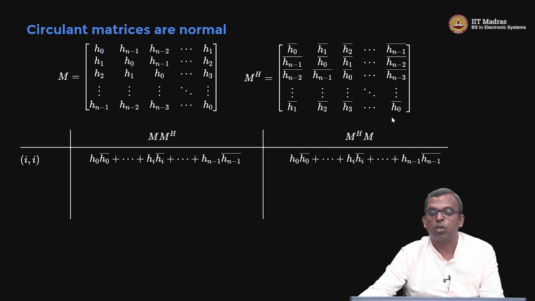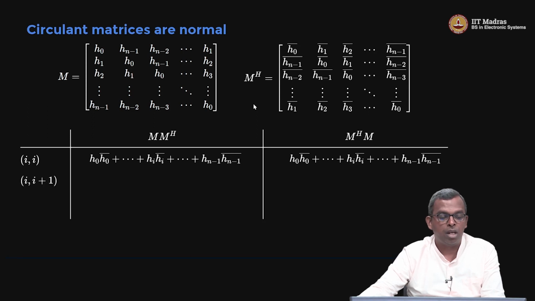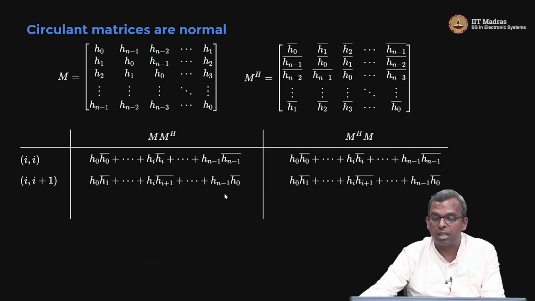Curiously, the other one is also the same. I'll leave you to check this. You take the first row of this guy, M Hermitian, multiply by the first column here, you get the exact same expression. Okay, you can check that this has to be true. Okay, i comma i is the same. You can also do i comma i plus 1. First row here multiplied by the second column here. You will see that the expression is exactly the same.